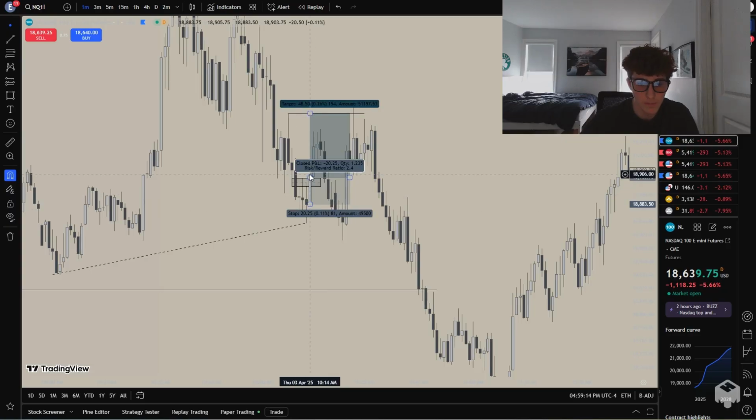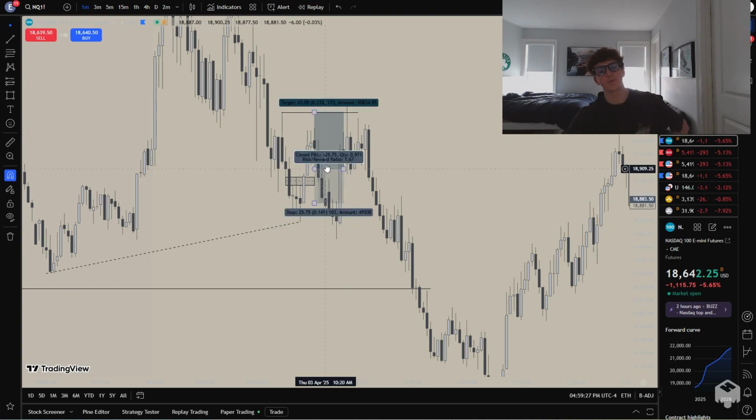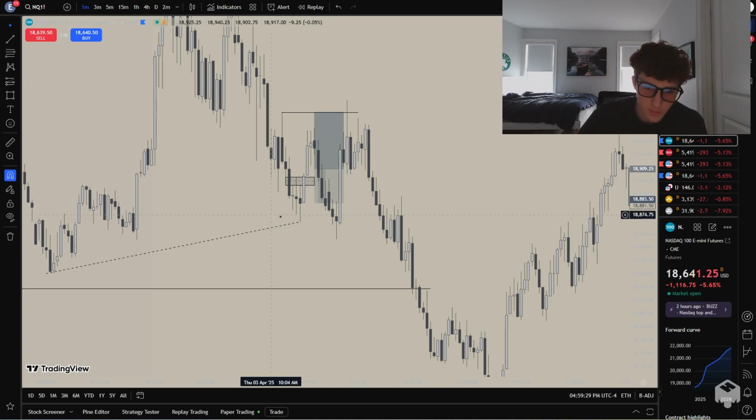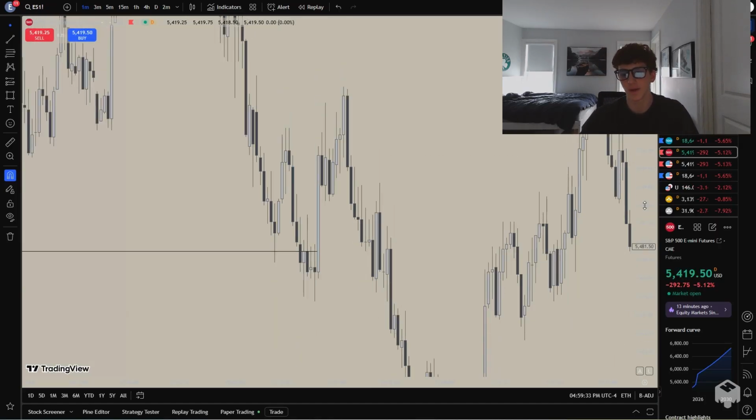Sometimes we pushed up. This is when I thought that it inversed, so I waited for a rebalance to this unfilled 1 minute, and then I got entered right at the unfilled 1 minute, like right here, and it just stopped me out. And then I kind of realized, okay, maybe the SMT won't hold. I'm going back to ES. Let's see what ES is doing here.